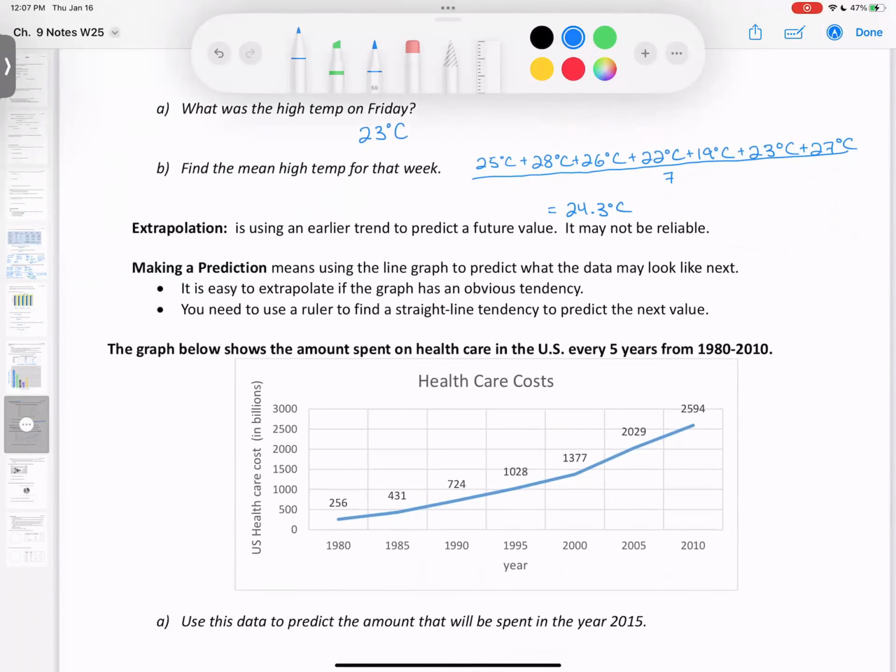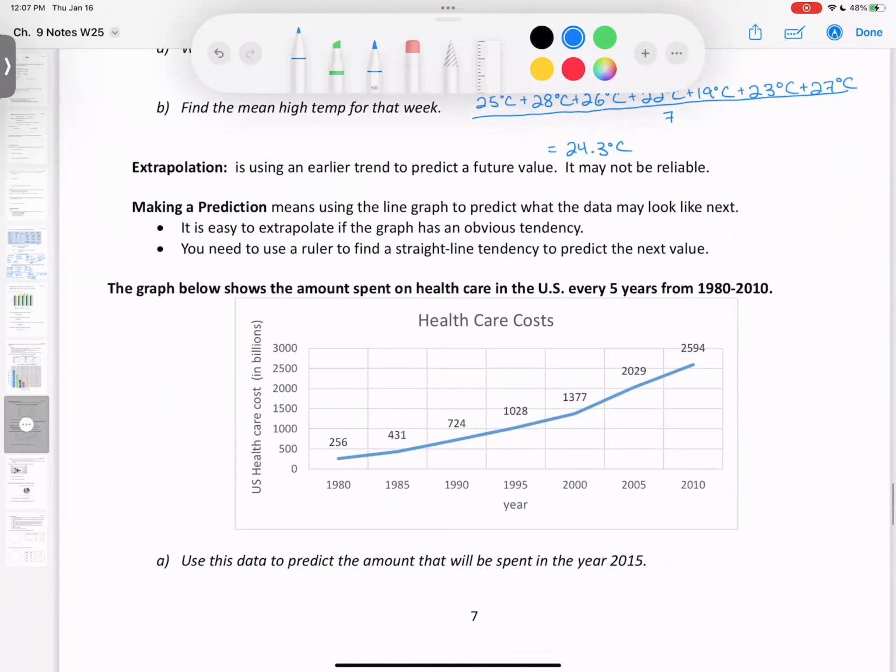It's fairly easy to extrapolate if the graph has an obvious tendency. Again, that doesn't mean it's going to be reliable, but it tells you the tendency. What you want to do is use a ruler if you've got a straight line tendency so that you can predict the next values. For example, here we've got a graph on healthcare costs. You can see they've increased over time, and the rate of increase has gone up in the last 10 years of this graph.